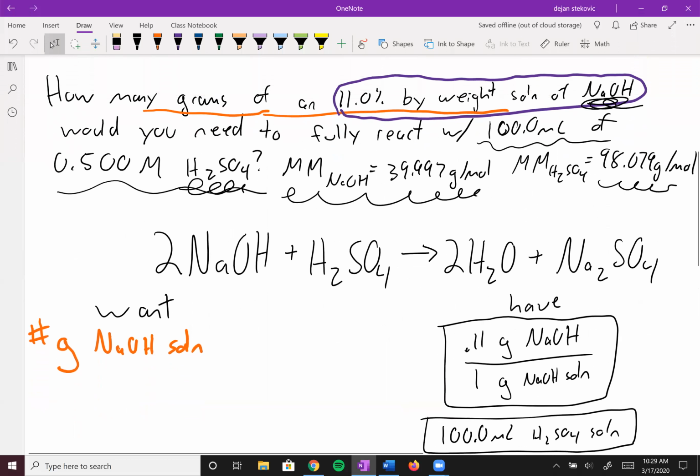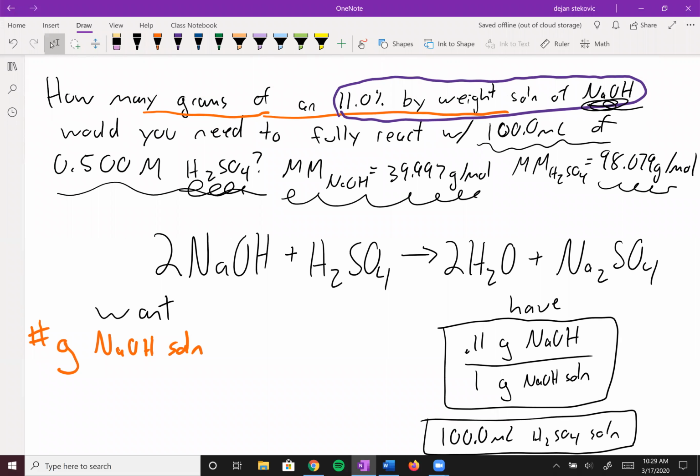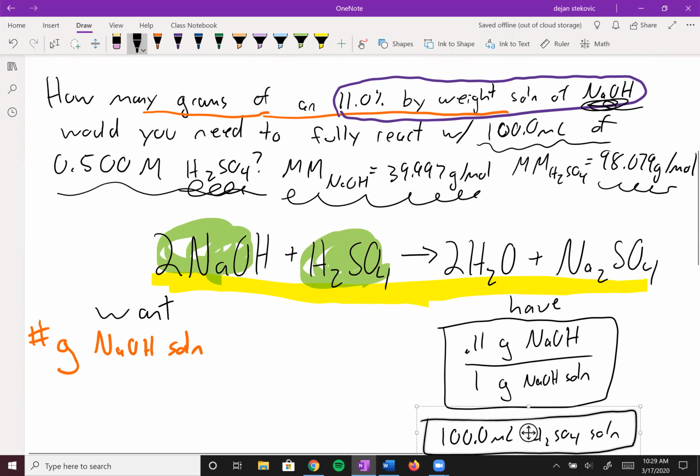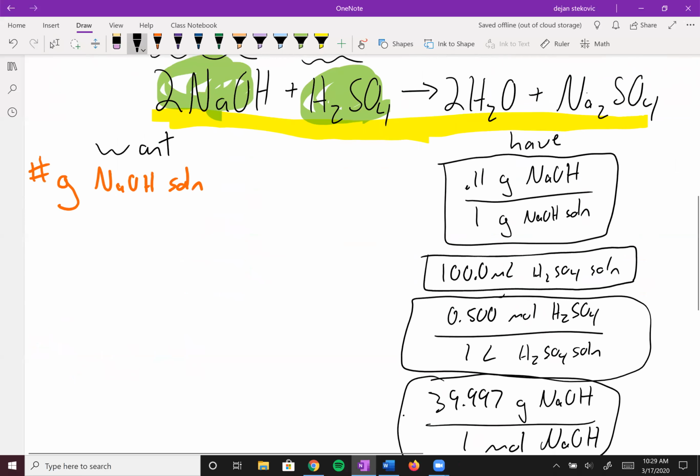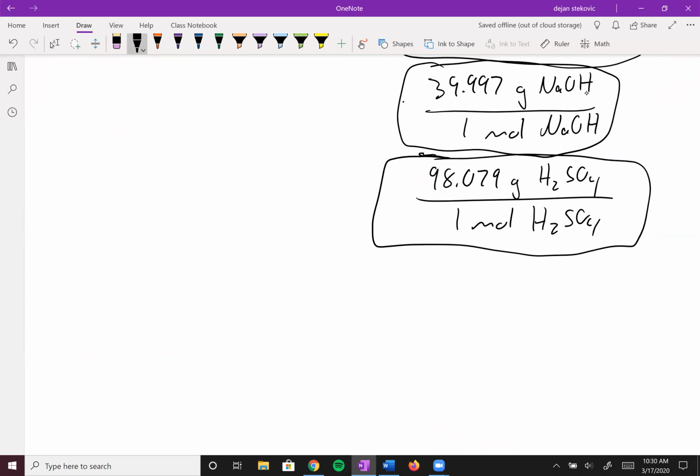So what else do we have in this problem? We're given this equation. What we really care about is the sodium hydroxide and the H2SO4. The question isn't asking about anything else, so we can use that as a piece of data. This is a mole to mole conversion. We need 2 moles of sodium hydroxide for every 1 mole of H2SO4, so we can write 2 mole NaOH over 1 mole H2SO4.